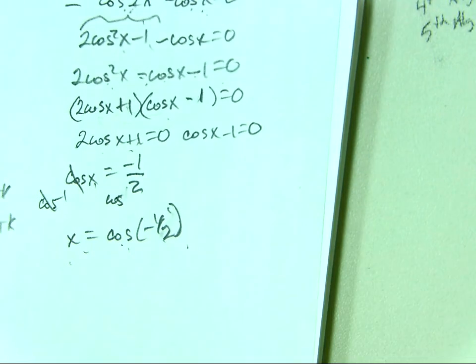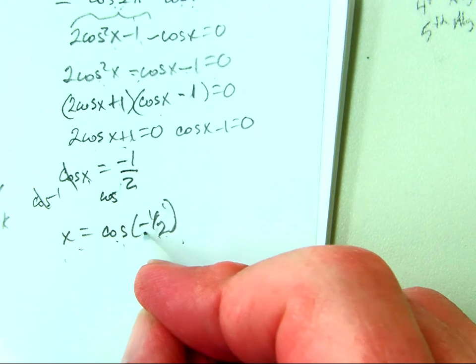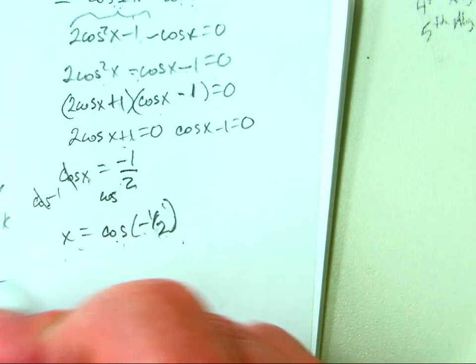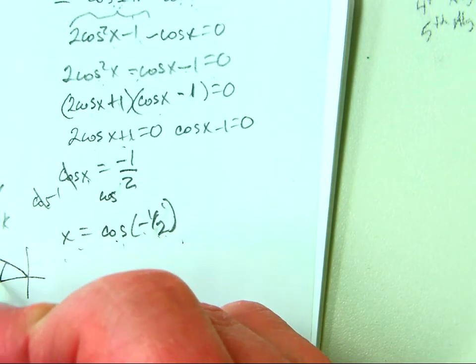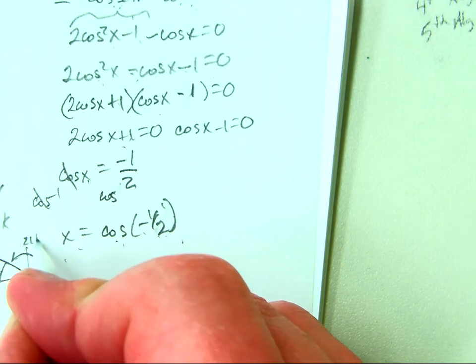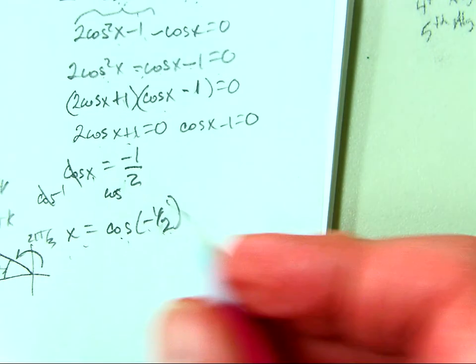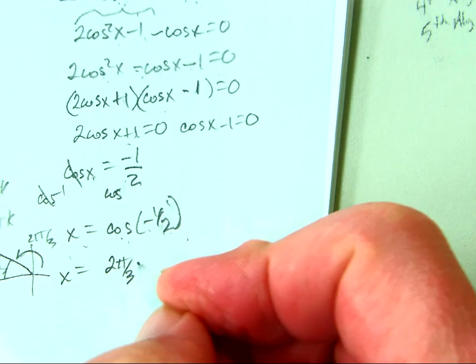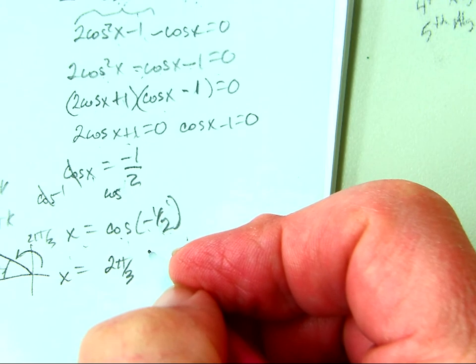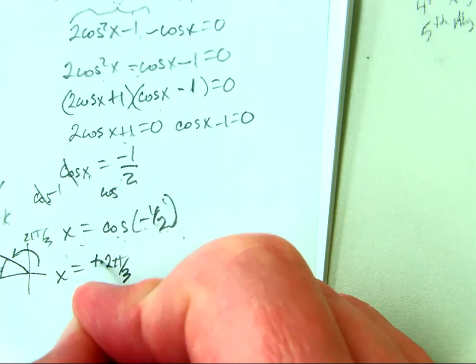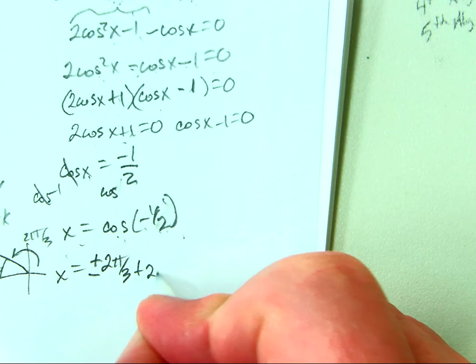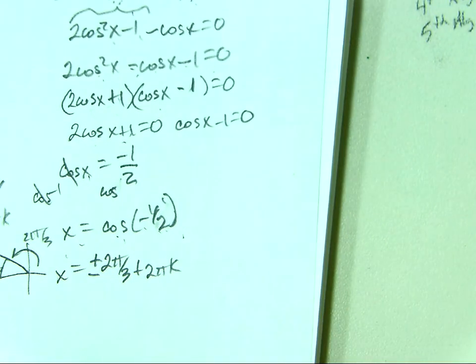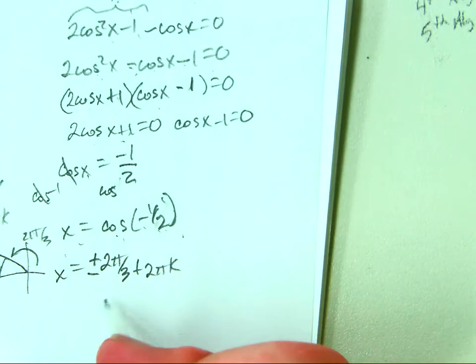Well, 1/2, that's a reference angle of pi over 3, and cosine is negative in the second quadrant. If we put pi over 3 here in the second quadrant, this whole angle would be 2 pi over 3. So for that, we get 2 pi over 3. And remember, for cosine, we put a plus or minus in front. That takes care of our 2 quadrants, and a plus 2 pi k in the back. So we've got where we need to be on that one.